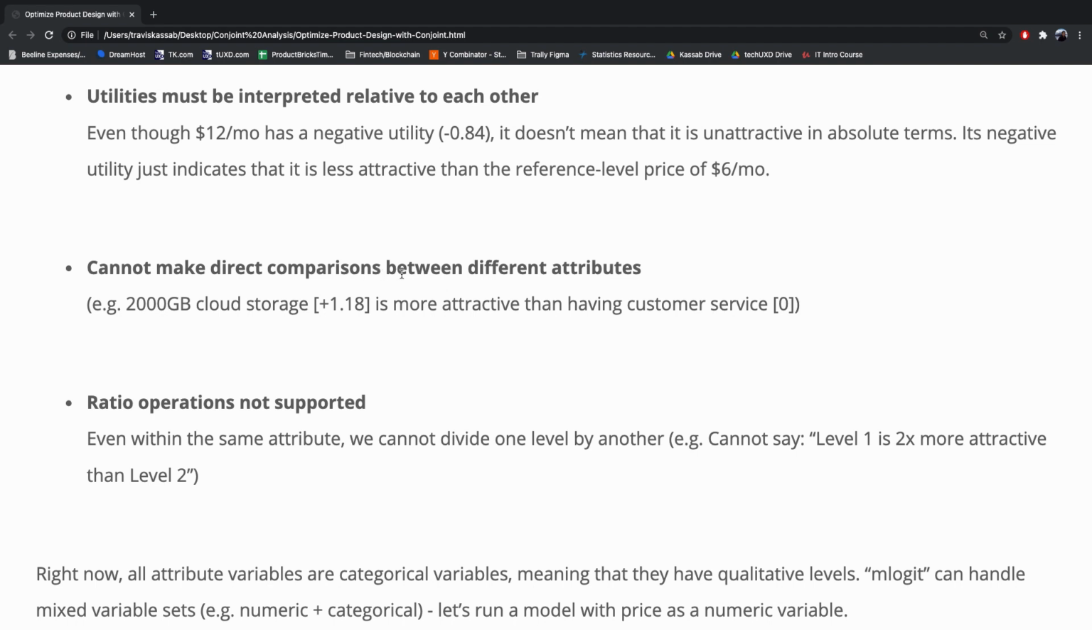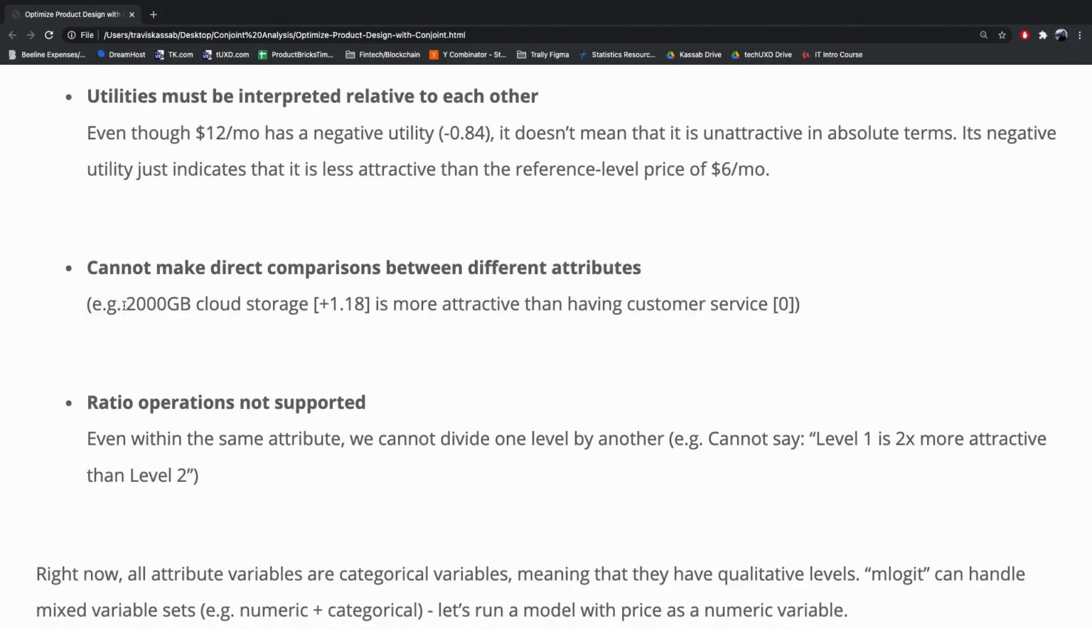Cannot make direct comparisons between different attributes, right? I think intuitively we would like to compare the sign and magnitude between something like cloud storage, so 2,000 gigabytes cloud storage is a 1.18 utility, is more attractive than having customer service, which is 0 utility. We cannot make this claim because cloud storage and customer service are different attributes, and we cannot compare attributes between one another. We have to compare attribute levels.